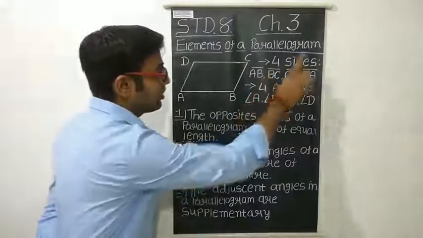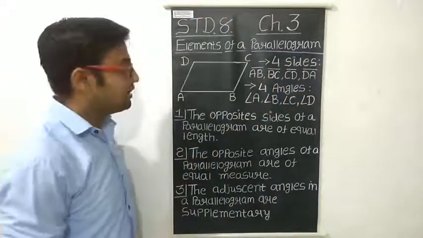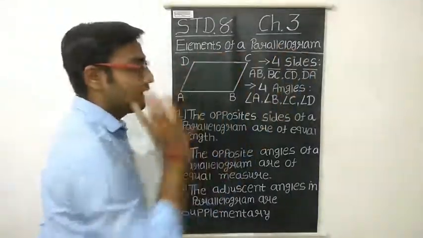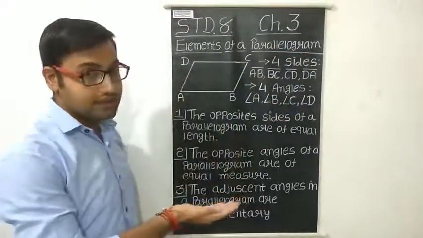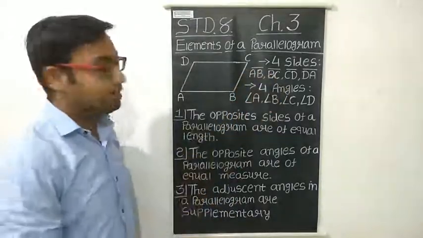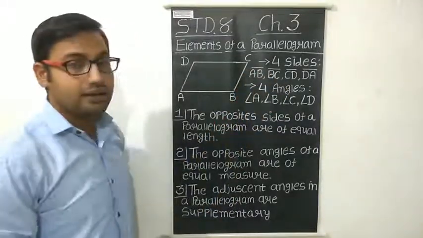First thing is it has four sides. Which four sides? AB, BC, CD and DA. And all are line segments. Yes, that is why we have drawn this sign on AB, BC, CD and DA.